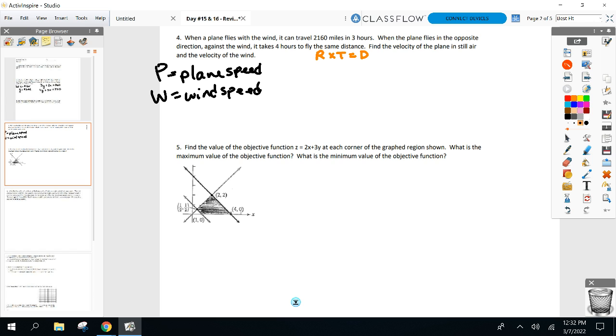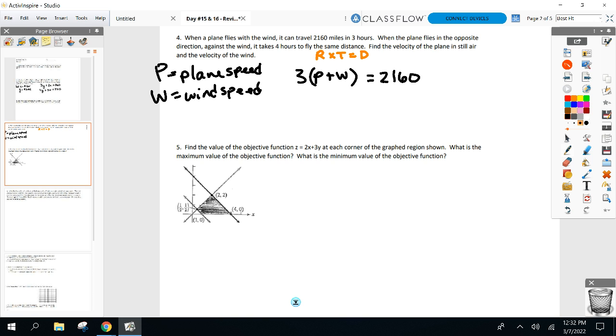You guys remember when I go with something, whether it be with the wind or with the current, do I add them or subtract them together? We add them together. When I go with the wind, with the current, I add them together. So plane plus the wind, that's your rate right there. How long does it take us with the wind? I multiply by 3, that's my time, and it equals the distance, which is 2,160. Rate is what's inside the parentheses, time is what's outside, equal to distance.